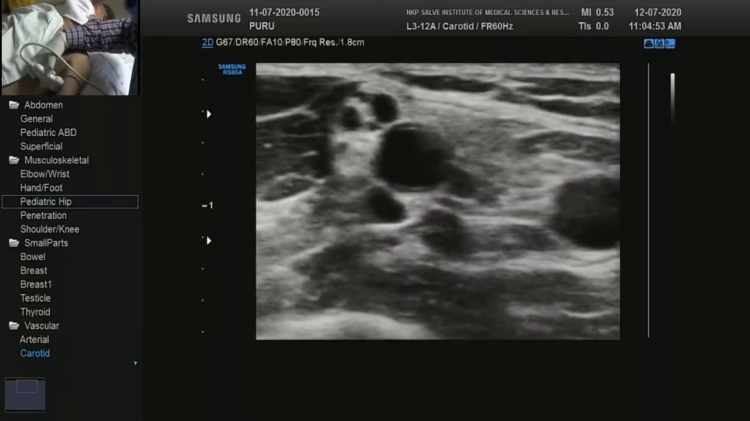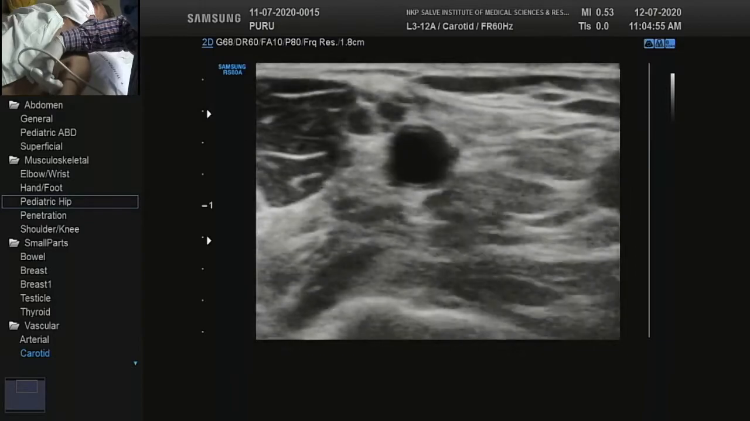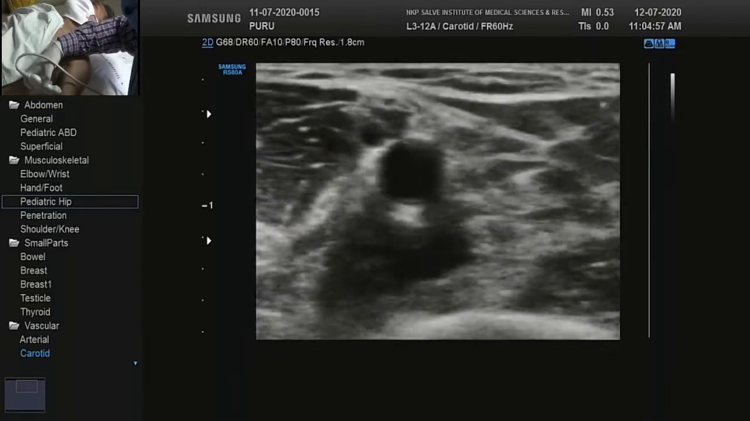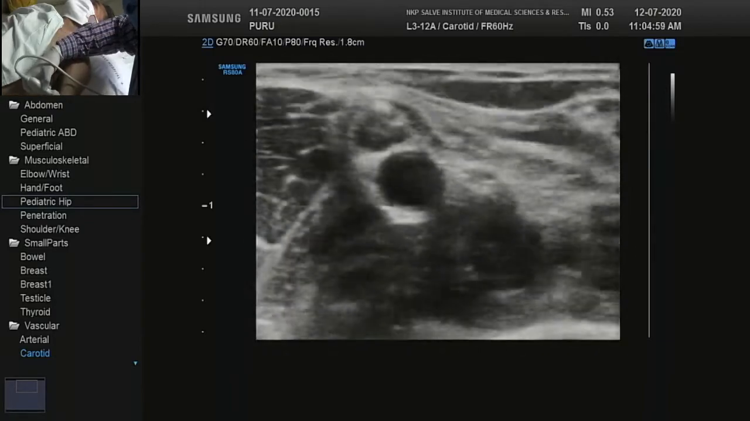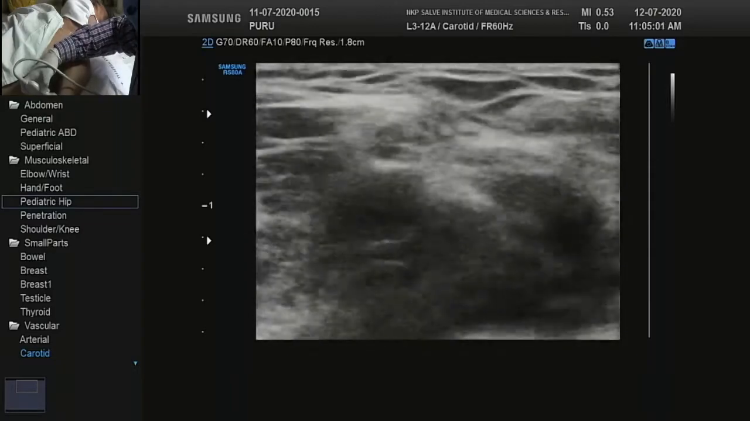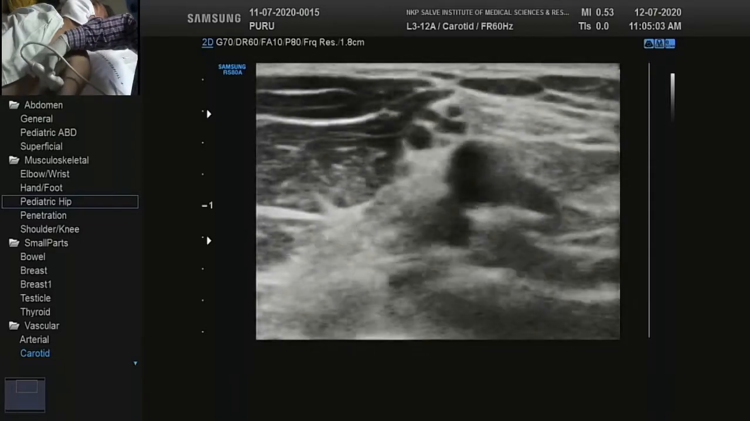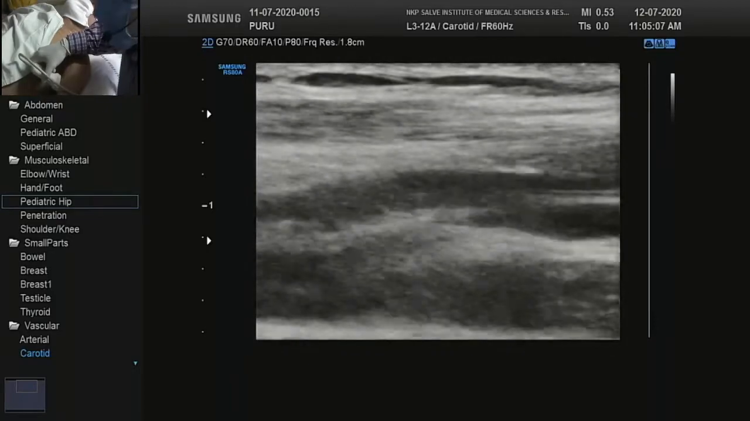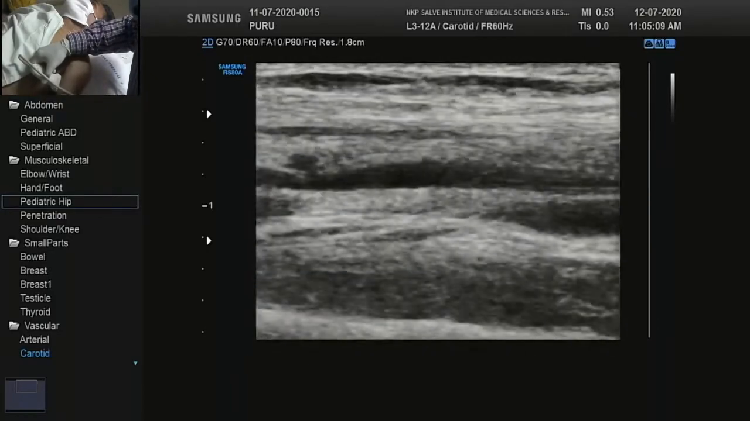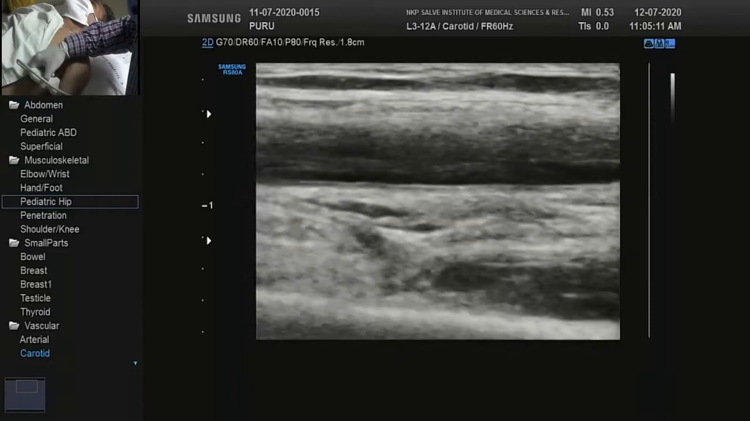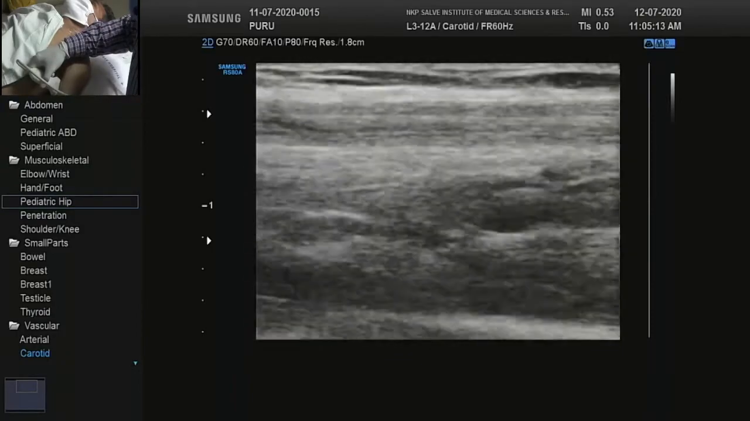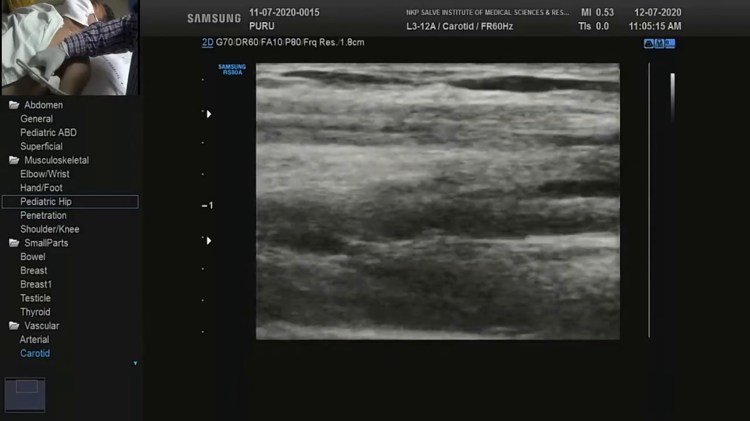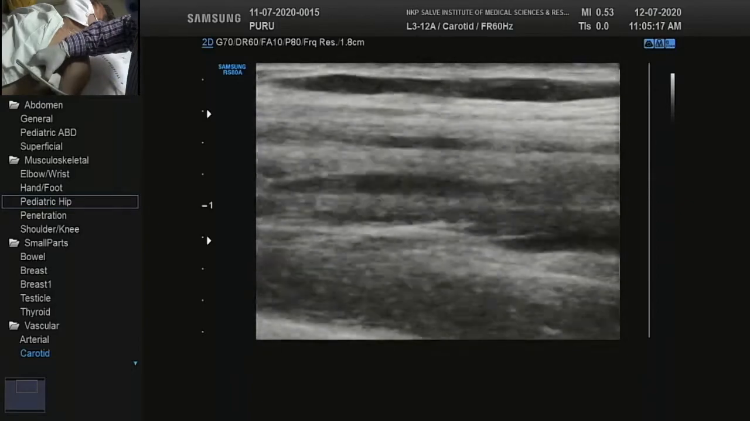We can magnify like this. It all depends on you, how you like it. So just screen it, it is very easy. In the longitudinal plane, what happens? The vessel doesn't run in the same plane. It goes medial, lateral, up, down, and you tend to miss it. Then you lose a lot of time in scanning it.